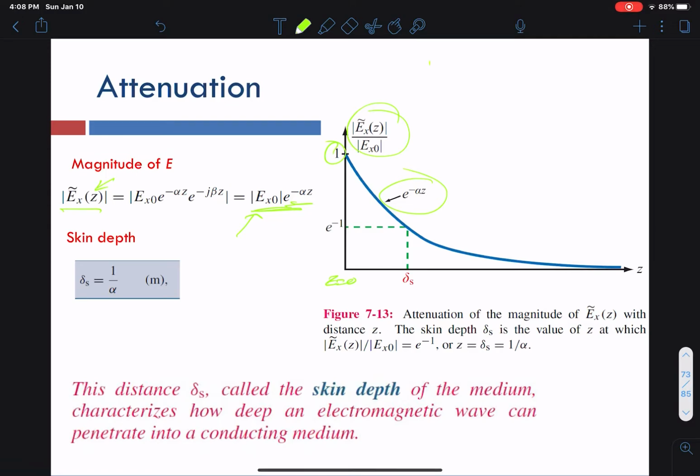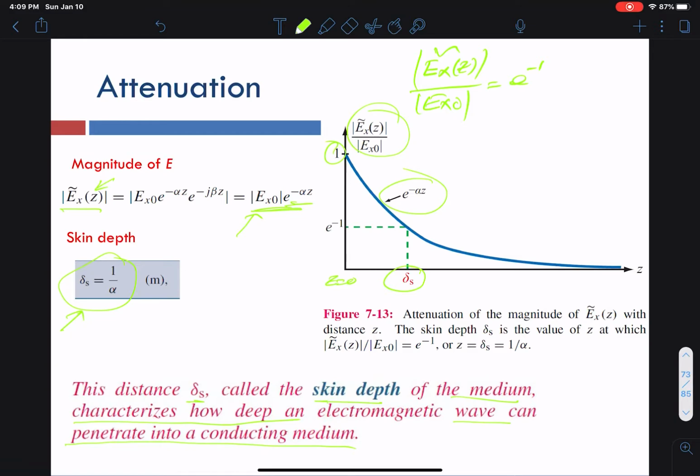So over here, the magnitude of E over E x0 becomes, at some point, exponential negative 1. And at that point, you can find a value called delta S, or skin depth, that would be 1 over alpha. What is this skin depth telling you here? It's telling you that this distance, delta S, called the skin depth of the medium, characterizes how deep an electromagnetic wave can penetrate into the conducting media.